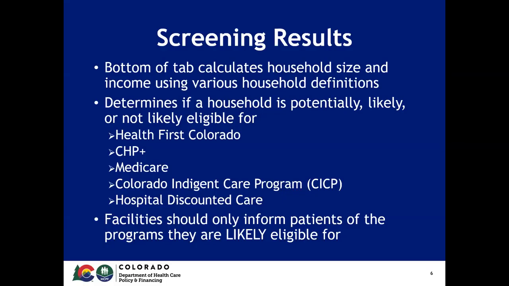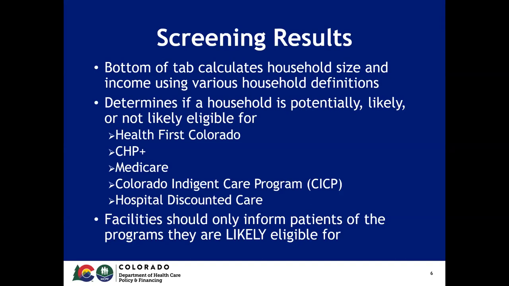CICP and hospital discounted care use the same household definition, but it is different from the Medicaid household definition. So there will potentially be different household groups based on the people listed in the household for the patient. The screening results determine if the household is potentially, likely, or not likely eligible for Health First Colorado, CHIP Plus, Medicare, CICP, and hospital discounted care.